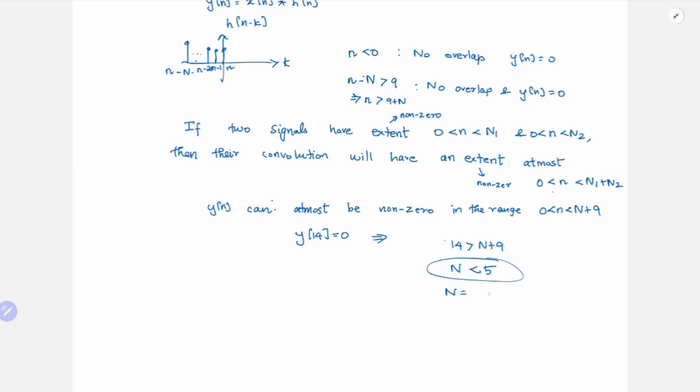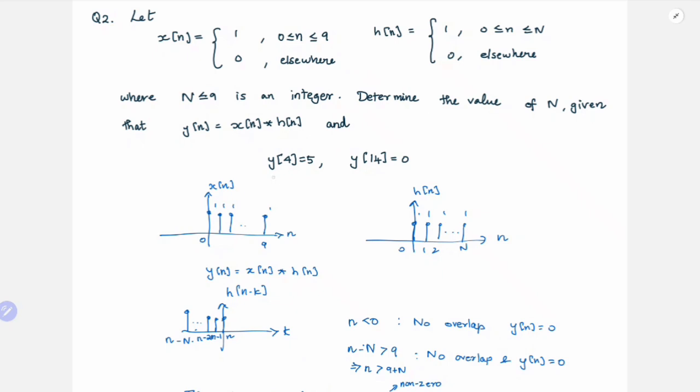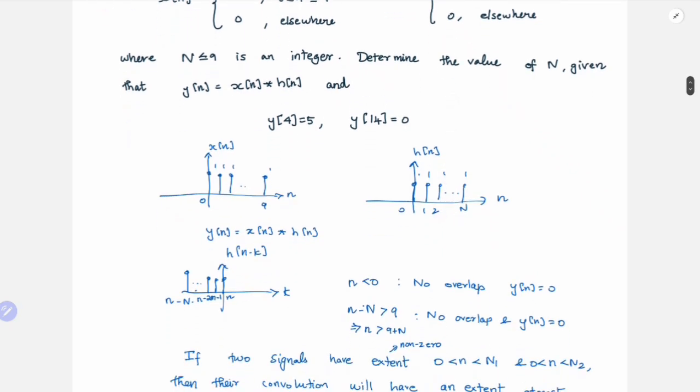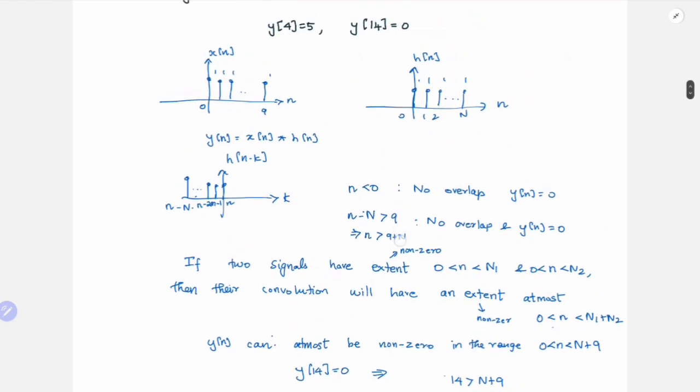Which means n can take values 0, 1, 2, 3, 4 up to 4. Anyway, 0 is not possible. Why? Because your y of 4 is given as some positive value. If h of n is an all-0 signal, your convolution will anyway be 0. So now let us use this y of 4 equal to 5.